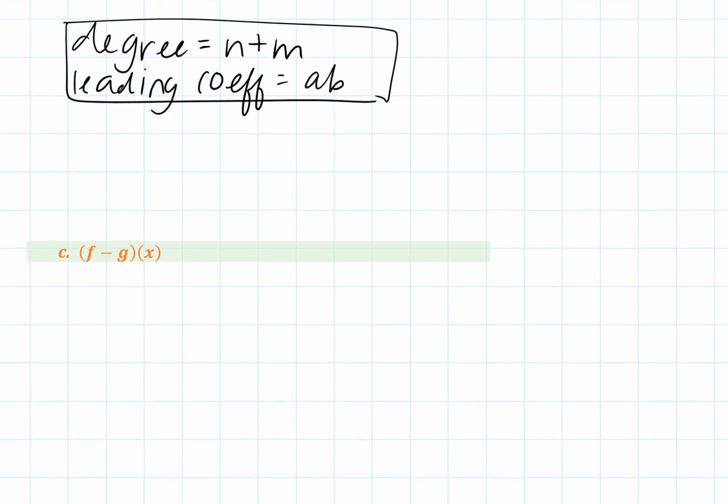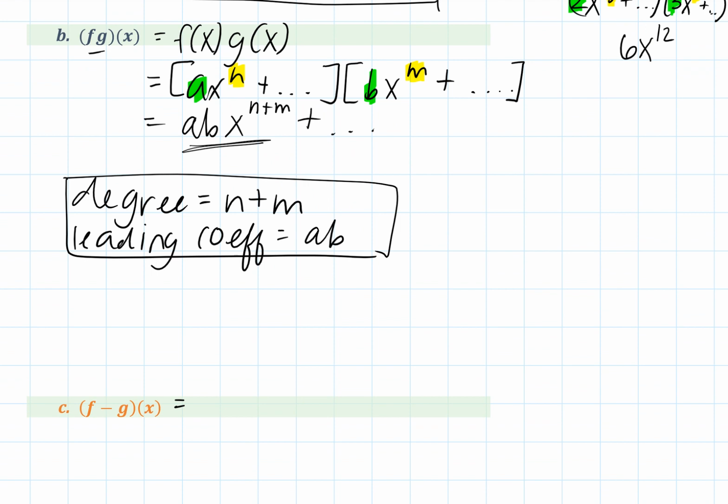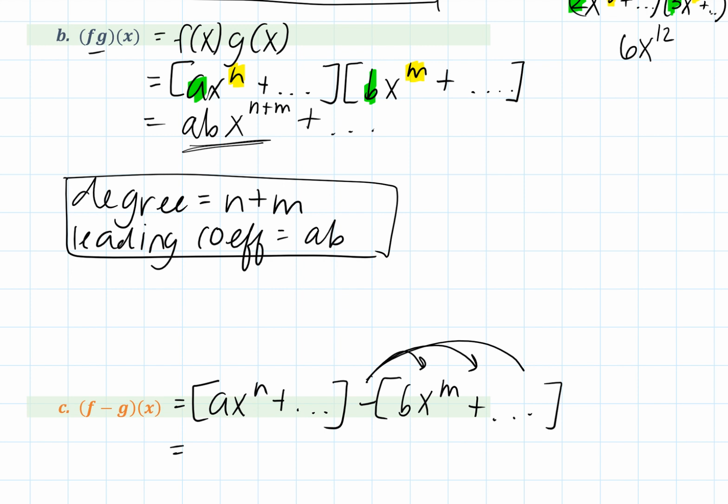One more problem to look at today. What will be the degree and leading coefficient if we take the two functions and subtract them? We'll have ax to the n plus a bunch of other terms minus bx to the m plus possibly other terms. If we distribute the negative sign to the terms in g, we have ax to the n plus some other stuff minus bx to the m minus its other terms.